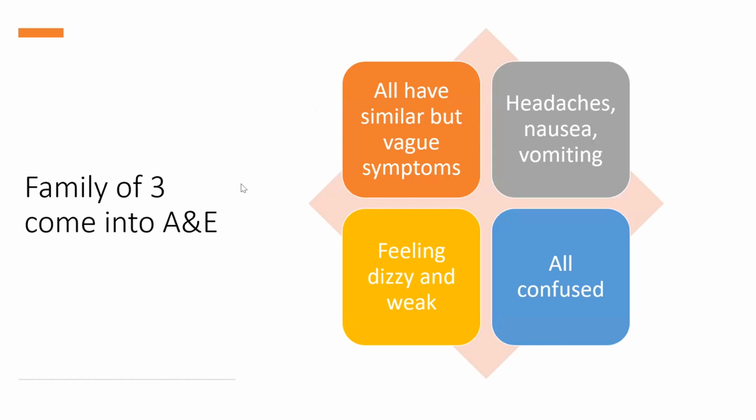So next case. It's a family of 3. They've come into A&E. They all have similar but very vague symptoms. They've got headaches, nausea, vomiting. They're dizzy and weak, and they're all a little bit confused. What are your differentials? Yeah, you've all got it. Anything that you would need to consider if it's not carbon monoxide poisoning?